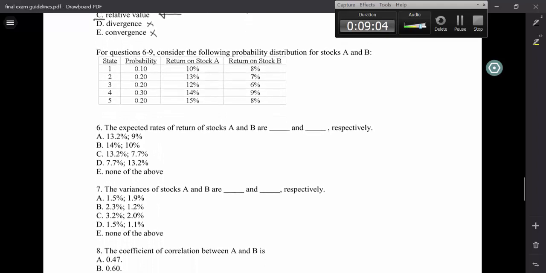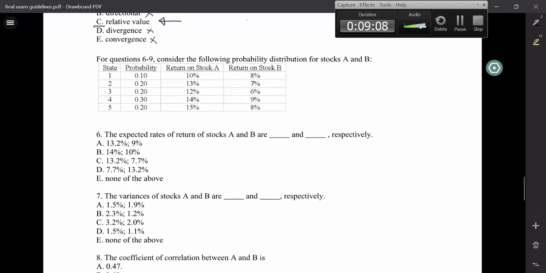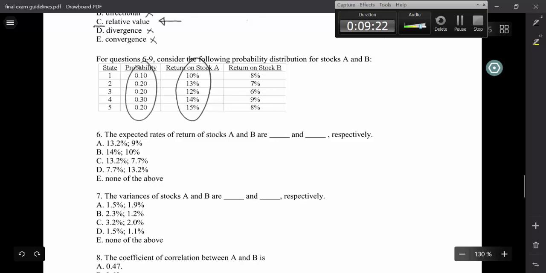Now, some of these actually appeared in one of the tutorial quizzes. So the expected return for stocks A and B, given these return patterns and these probabilities, is simple. You just sum the product of this column and this column, and then this column and this column. For expected returns, the answer is C.